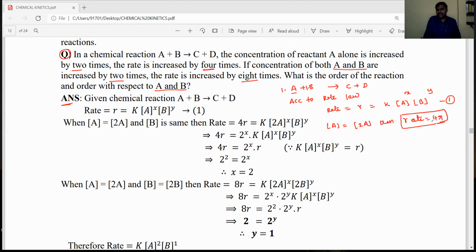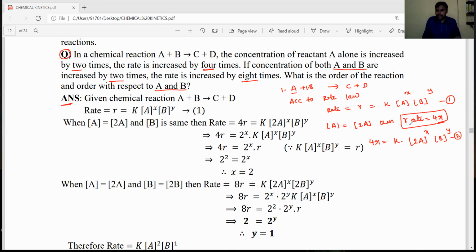But what is the rate formula, dear students? For this rate, 4R is equal to K into the concentration of A, which is 2A, whole to the power x, and the concentration of B, which is the same, whole to the power y. This is equation 2. From equations 1 and 2, we can easily find the order with respect to A, the value of x.